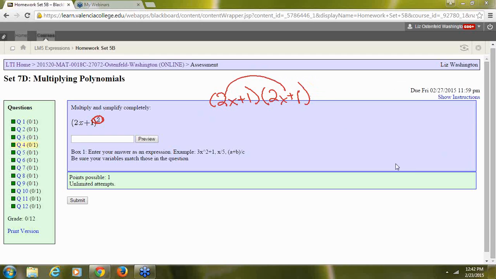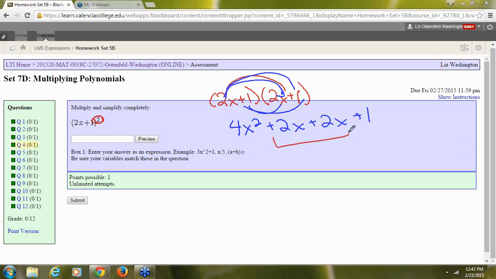Let me just change my color. 2x times 2x gives me 4x squared. 2x times 1 is plus 2x. 1 times 2x is plus 2x. And 1 times 1 is plus 1. When I see my like terms, 2x and 2x, I get 4x squared plus 4x plus 1.